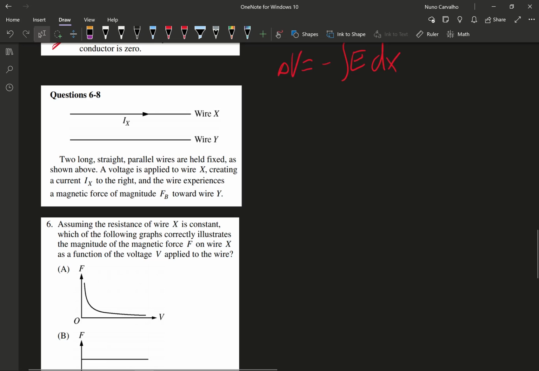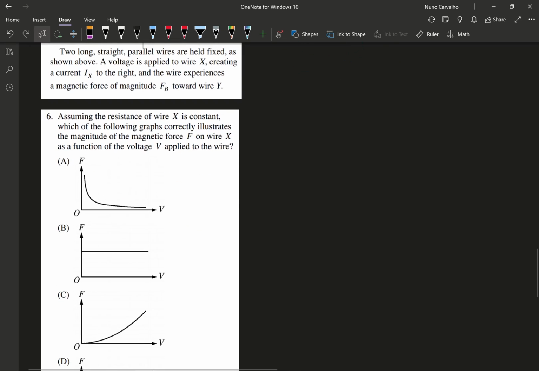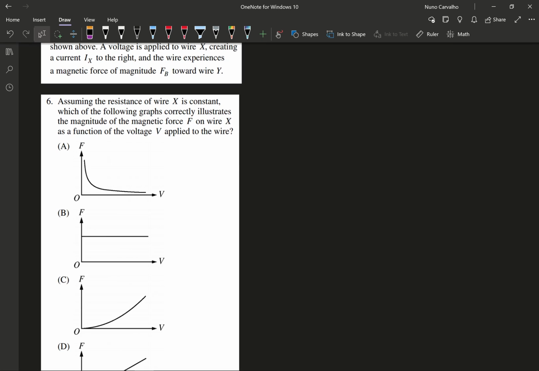Number 6, we're told that two long straight parallel wires are held fixed as shown above, and a voltage is applied to wire X, creating a current I sub X to the right. And the wire experiences a magnetic force of magnitude FB toward wire Y, so it's feeling a force in that direction. And we're told, assuming the resistance of wire X is constant, which of the following graphs correctly illustrates the magnitude of the magnetic force F on wire X as a function of the voltage V applied to the wire?